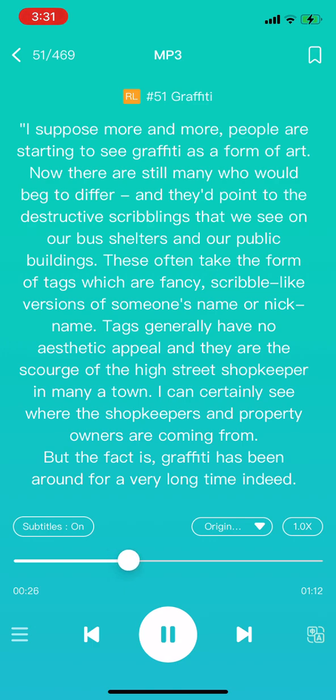But the fact is, graffiti has been around for a very long time indeed. People left their mark on cave walls back in prehistoric times, and it's been found too on ancient monuments in Egypt and Rome. But New York-style graffiti, which is really the forerunner of a lot of the graffiti that's getting done now, took off in the late 1960s. That's when the advent of the spray can allowed the humble tag to evolve into more complex styles.